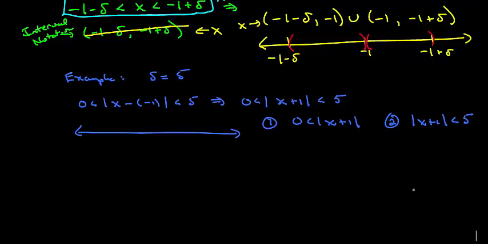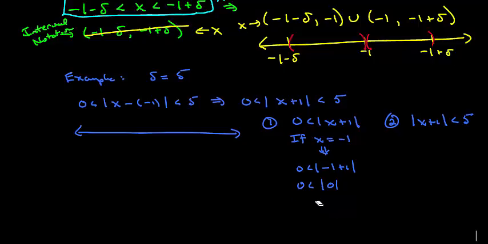Let's look at the graph for this part right here. This just says that the absolute value of x plus 1 has to be greater than 0, which means that x can't be -1, because if x was equal to -1, watch what happens. 0 is less than the absolute value of -1 plus 1, so 0 is less than the absolute value of 0, so 0 is less than 0. That's not true. 0 can't be less than 0.